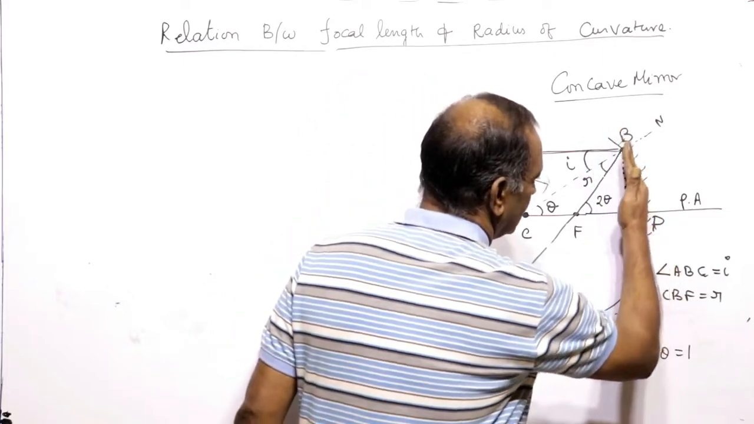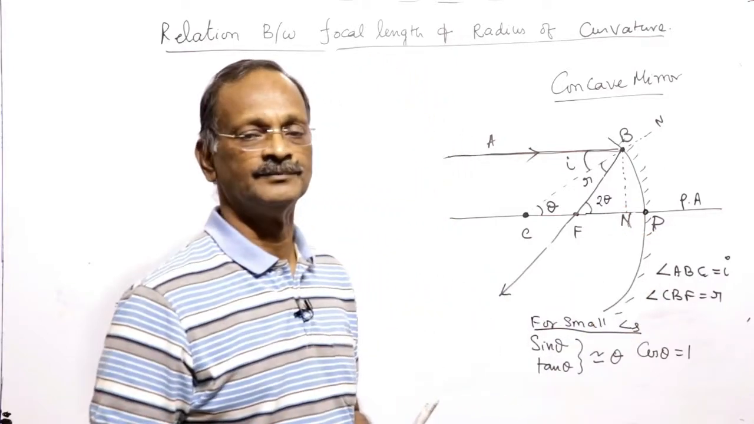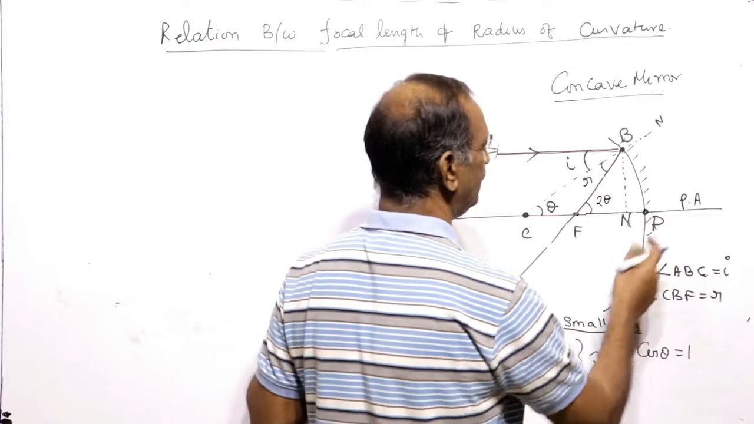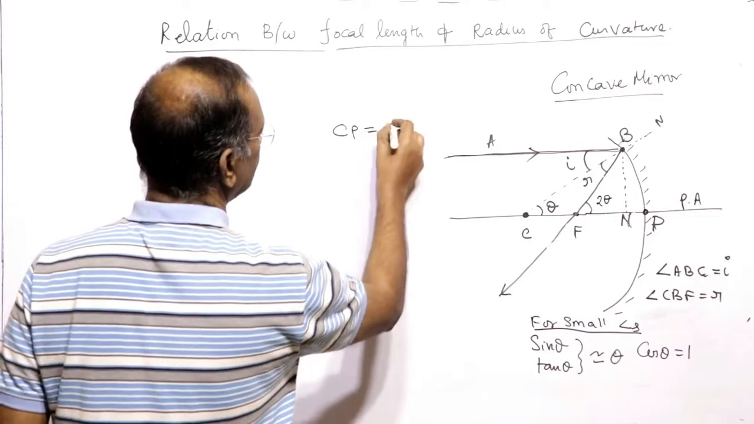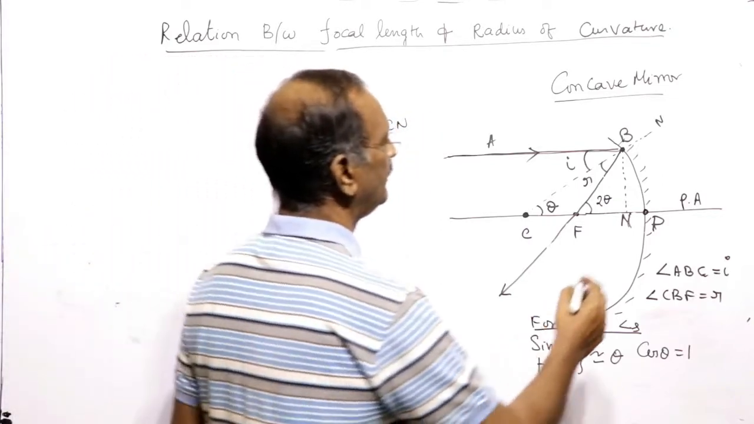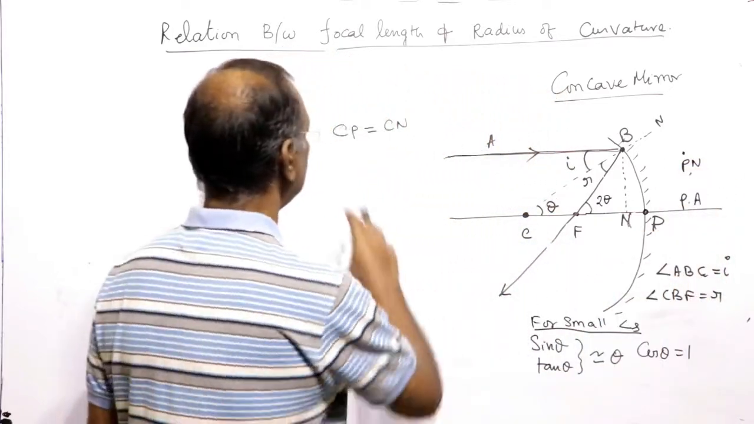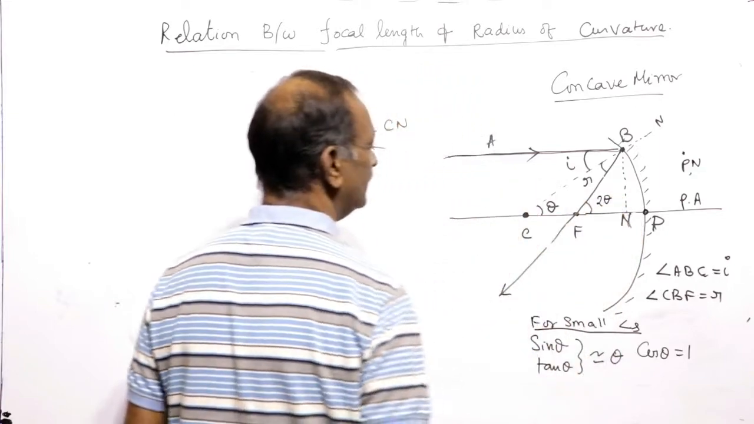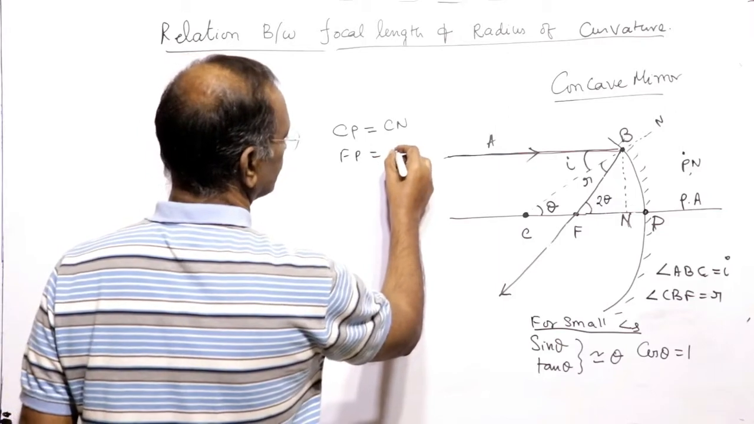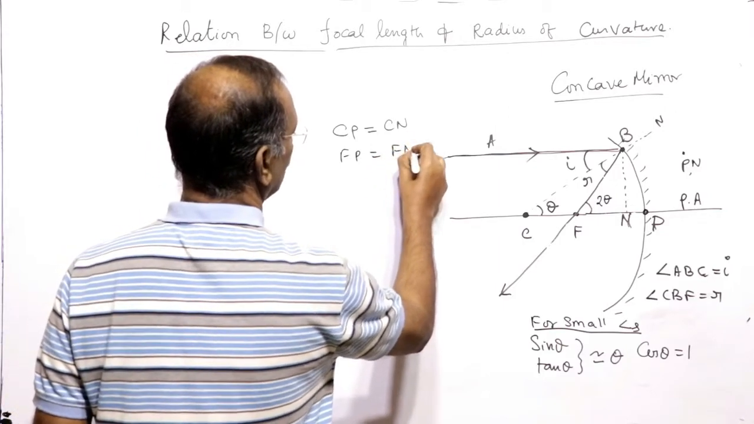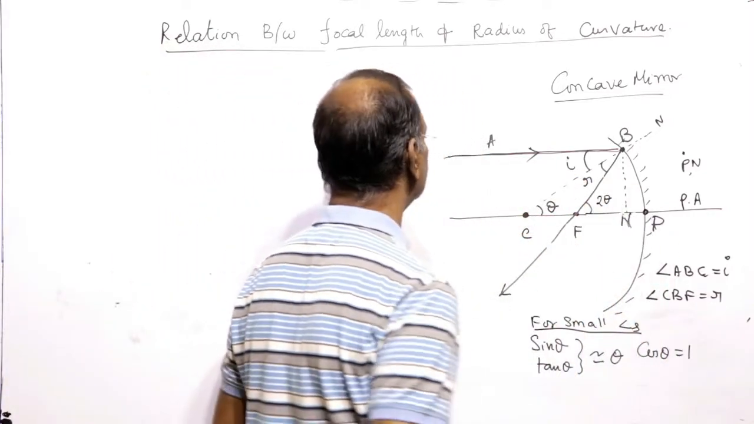Since the aperture is small, this is almost a narrow portion. It is not a curved portion, and N and P are almost at the same place. We cannot distinguish between N and P. In that case, CP is equal to CN, because P and N are located at almost the same point. Therefore, CP is equal to CN for a small aperture, and FP is equal to FN.